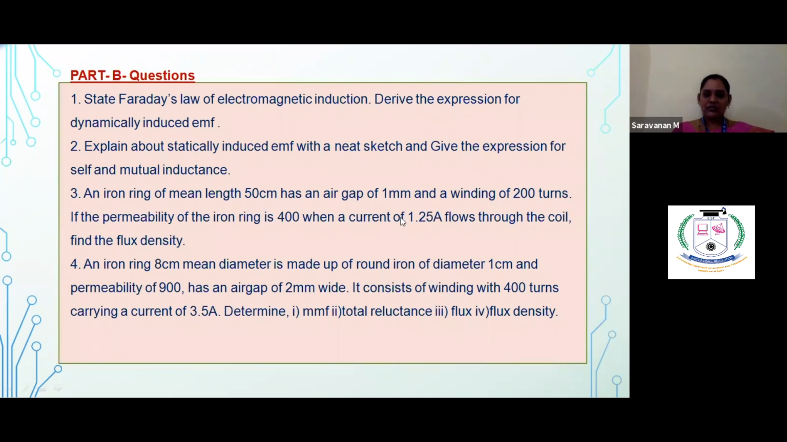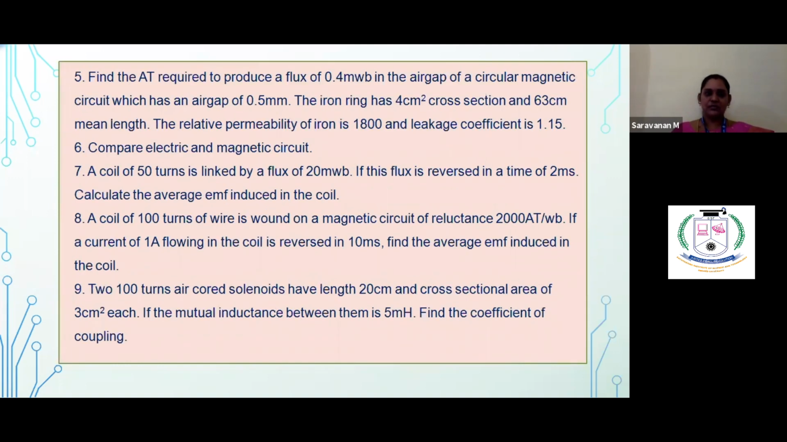How to calculate your flux phi? Phi can be given as B into A. Flux density B is nothing but what? Phi by A. So very simple. The problems based upon your magnetic circuits are very simple. You can easily get full marks from this particular unit, magnetic circuits. Okay. So you'll be getting only very simple questions.